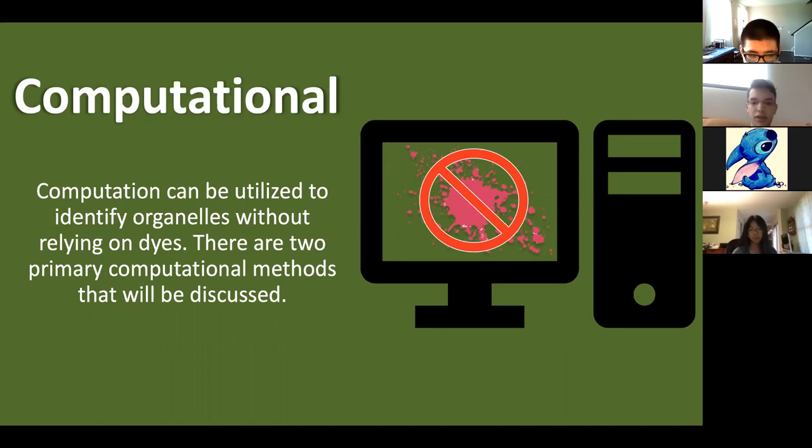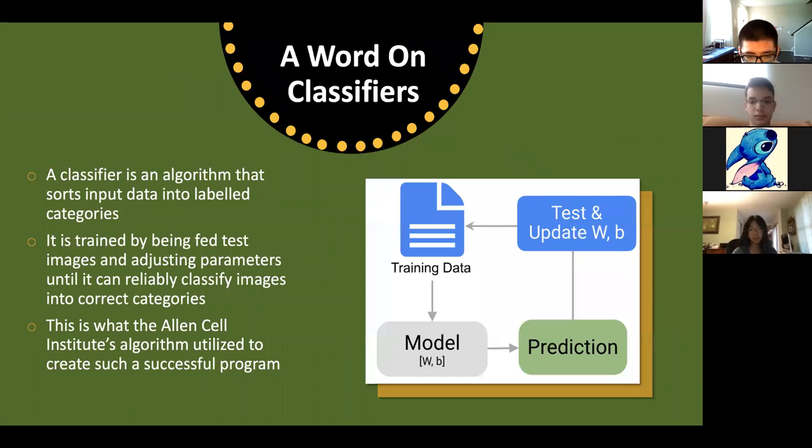One example of how this can be done is the algorithm created by the Allen Cell Institute. Before this algorithm can be discussed, it is important to know about classifiers. A classifier is an algorithm that sorts input data into labeled categories. Classifiers help this algorithm train and become progressively accurate.